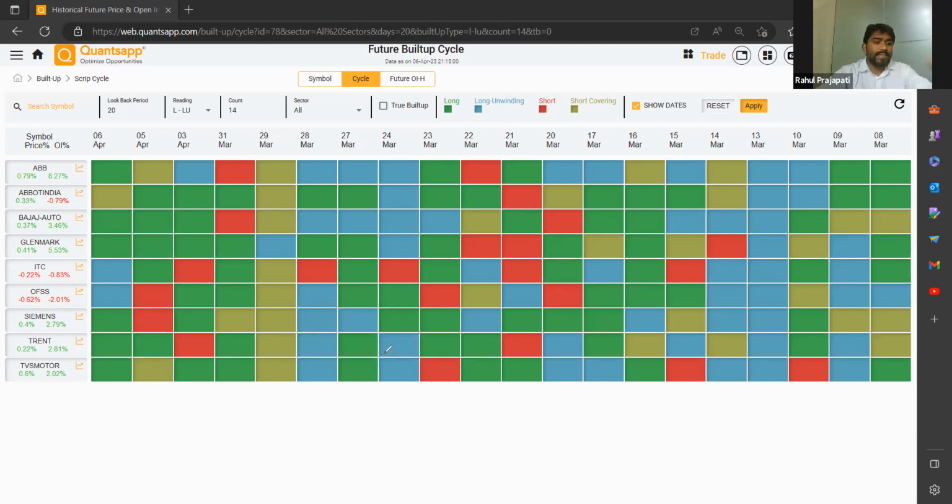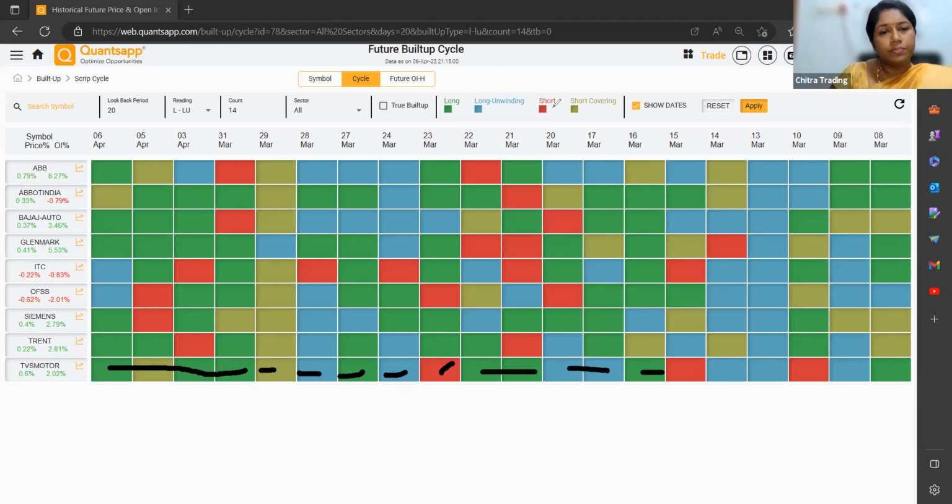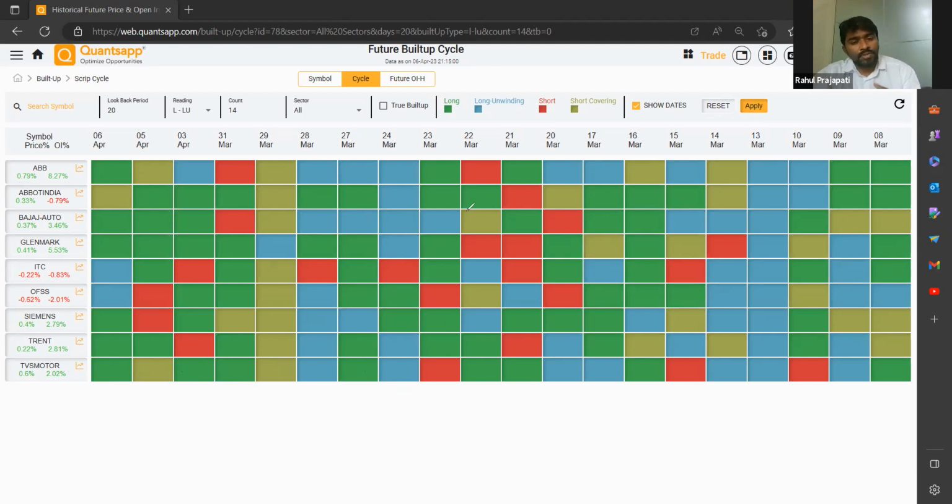So I've already identified these are the stocks which are actually trading in a long unwinding. You can see TVS Motor, it is long unwinding, long. Then we have a short, ignore it, one short, okay? Then we have long unwinding, long unwinding, then short covering, ignore it, long, ignore, and long. So see, it's a clear cycle. We have only one short in between in the last 15-20 days, right? Means majority will be long. So if you see, majority should be long and long. Right? Okay. So let's say I want to take a trade in TVS Motor.